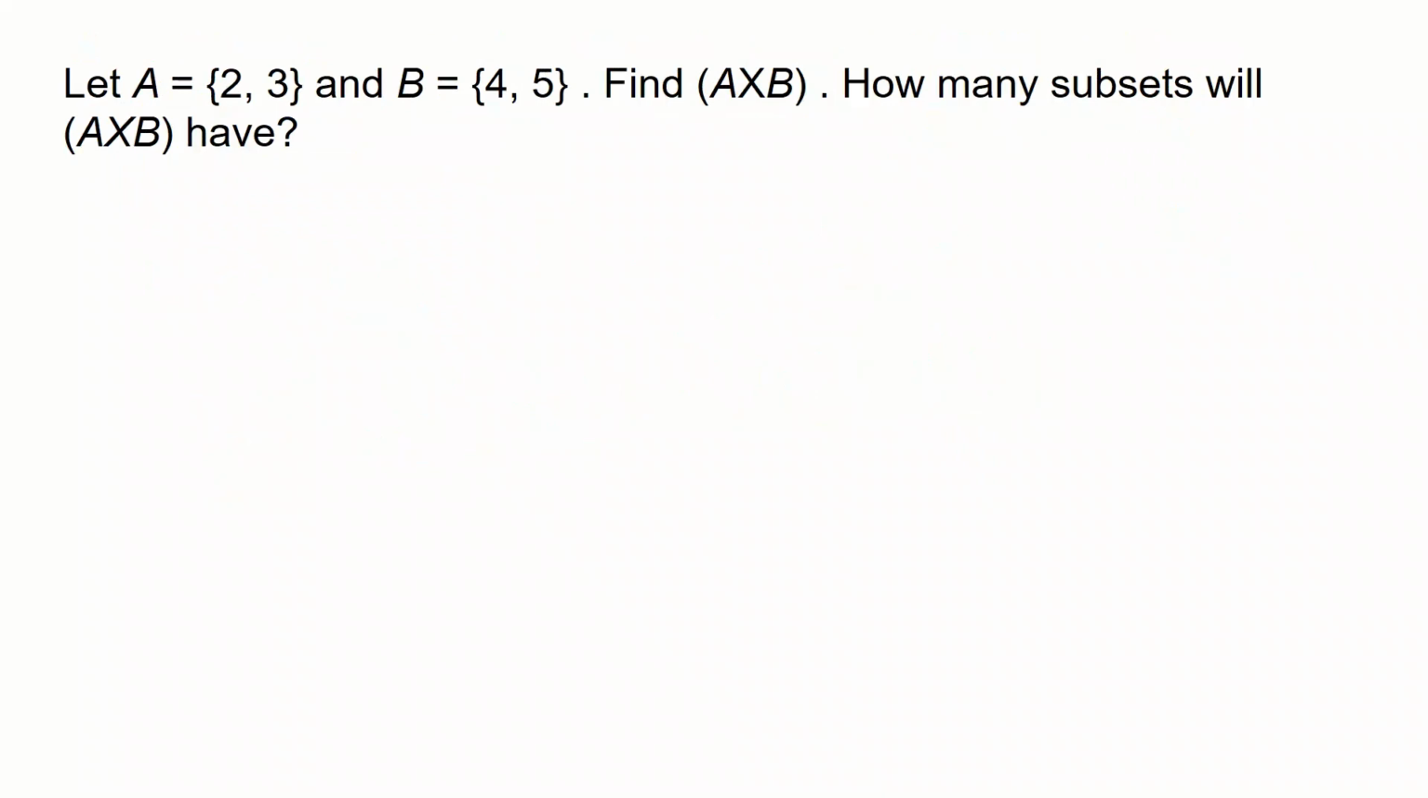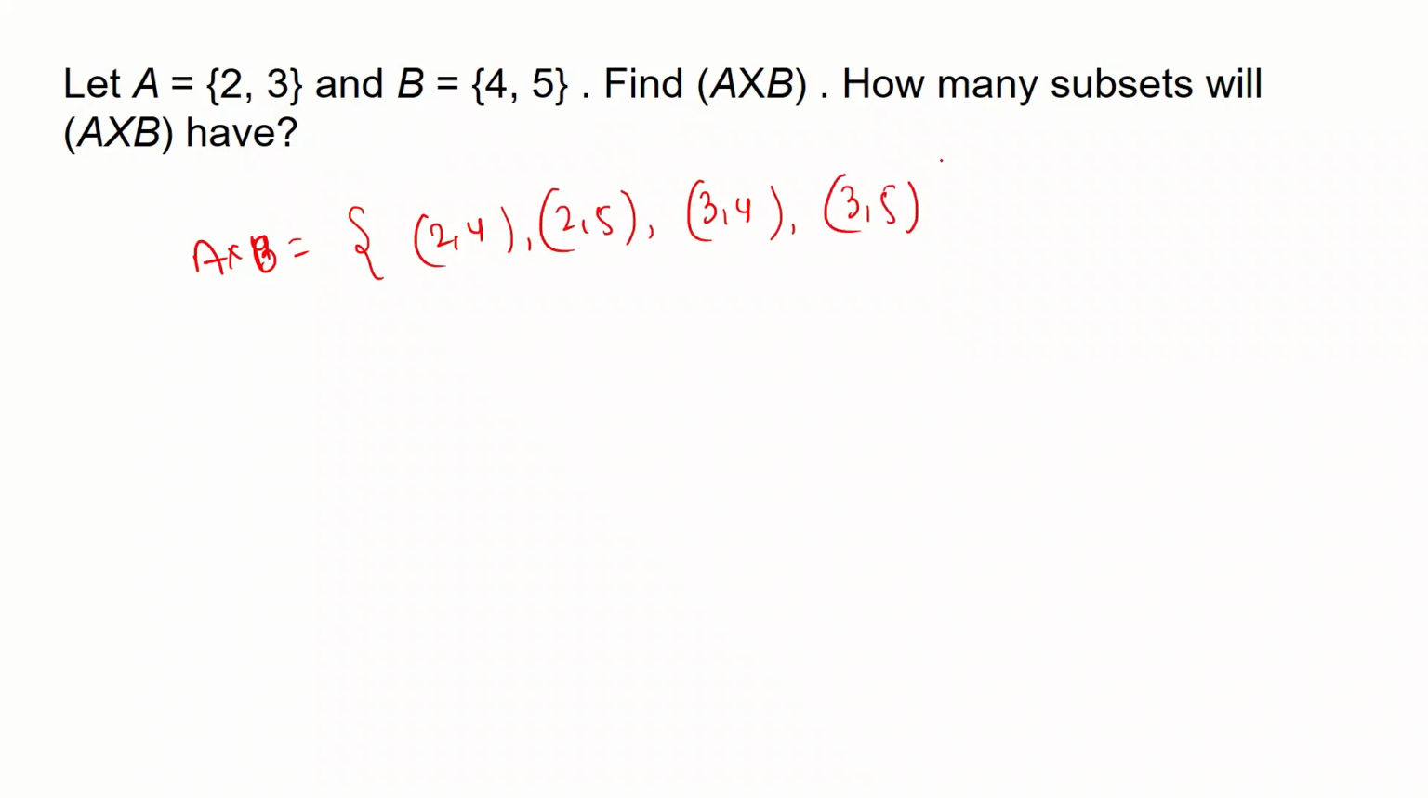Okay, A is given to be {2, 3}, B is given to be {4, 5}. Find A cross B. So let's quickly write down what is A cross B. You try it on your own. 2 comma 4, 2 comma 5, 3 comma 4 and 3 comma 5. So this is how our A cross B looks like.